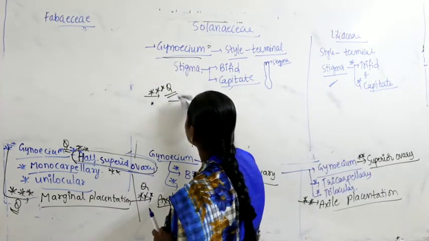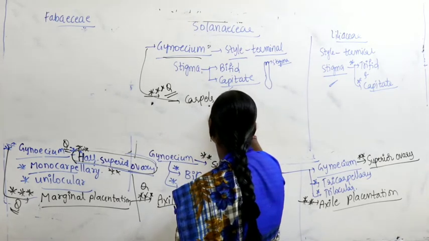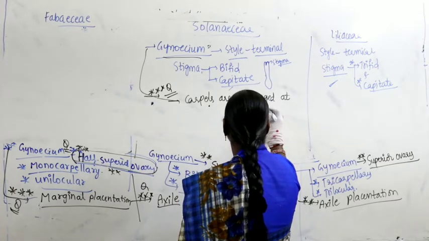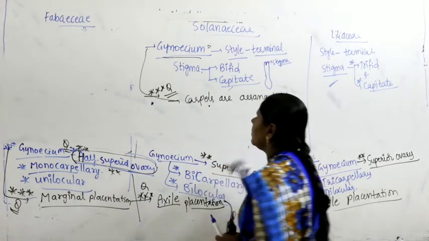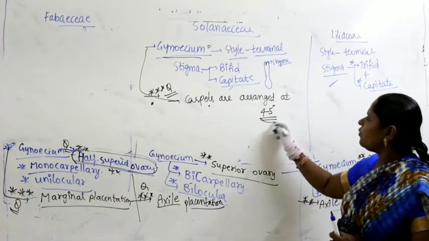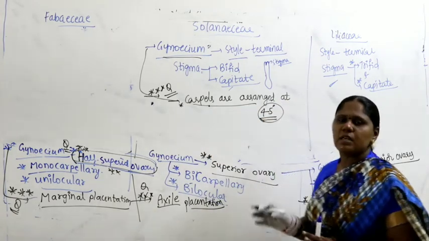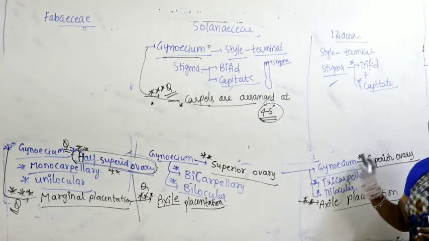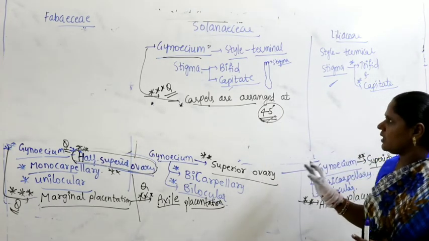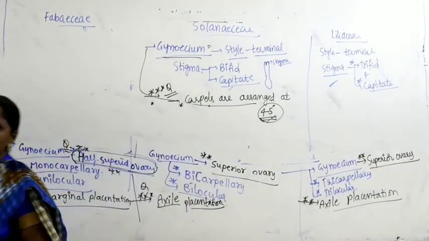In the gynoecium we are speaking about, the carpels are arranged at 45 degrees. In this case, the carpels are arranged with an angle of 45 degrees. This is seen only in Solanaceae, absent in Fabaceae as well as Liliaceae. Carpels are arranged at 45 degrees. That's a very important character which you have to remember for the gynoecium of Fabaceae, Solanaceae and Liliaceae.